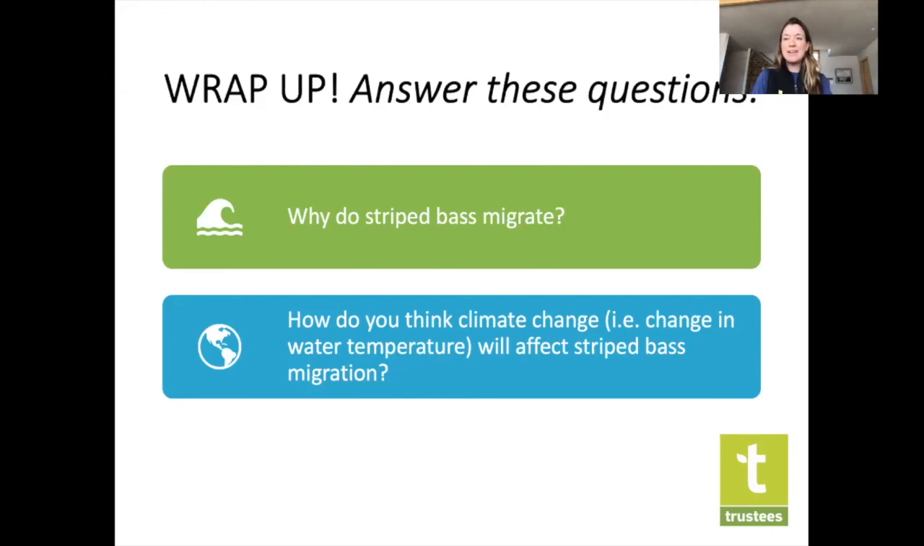And I just want to say thank you so much for joining me today for our lesson on fish migration and taking a closer look at striped bass. So hopefully you can get outside on a nice sunny day and see if you can see any of the smaller bait fish that are around, herring, menhaden. Do you see some striped bass coming back?